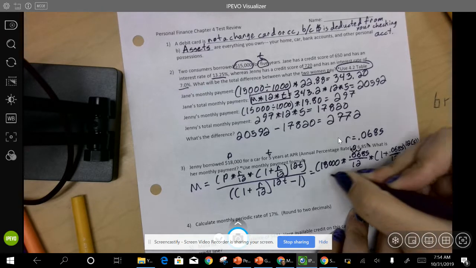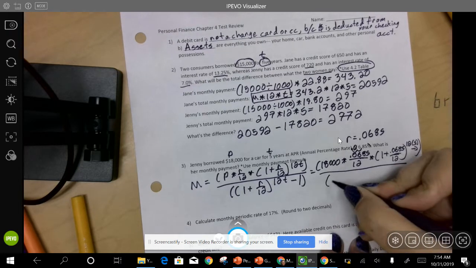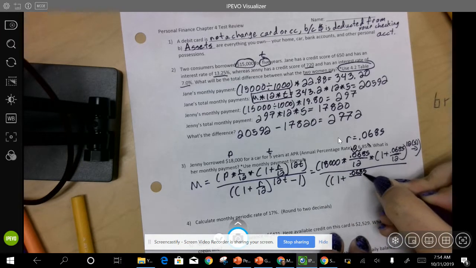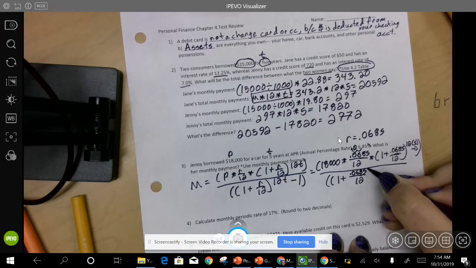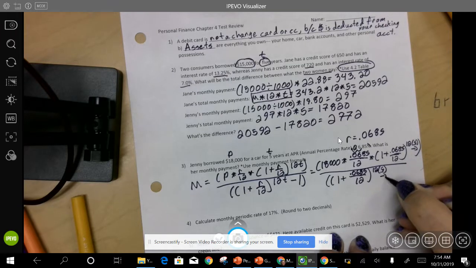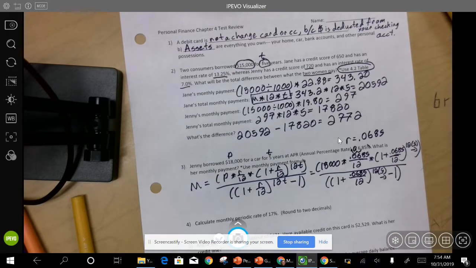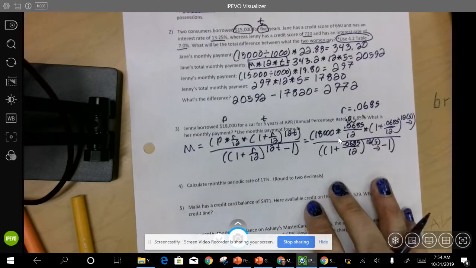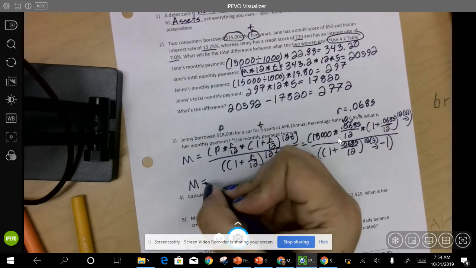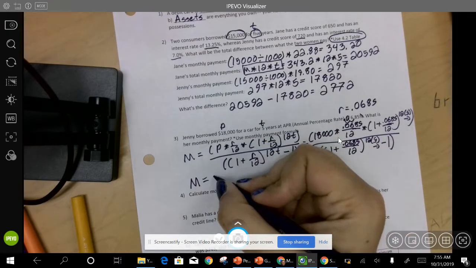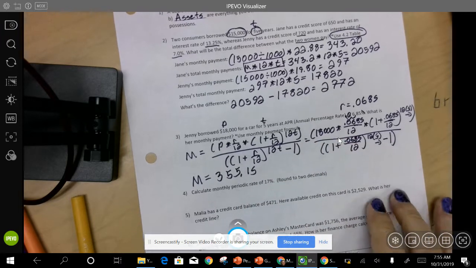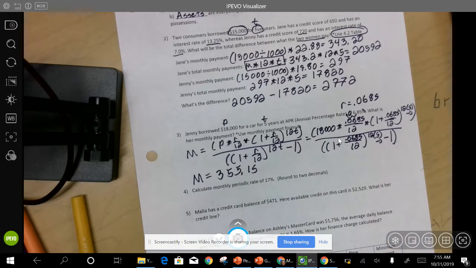Remember to scroll left, do the parentheses, so make sure you have all your parentheses in there. Don't forget the 0 in front of the rate. And then we raise to 12 times 5, which is 60. Make sure you scroll left into the minus 1. And we do all that, and we get $355.15.